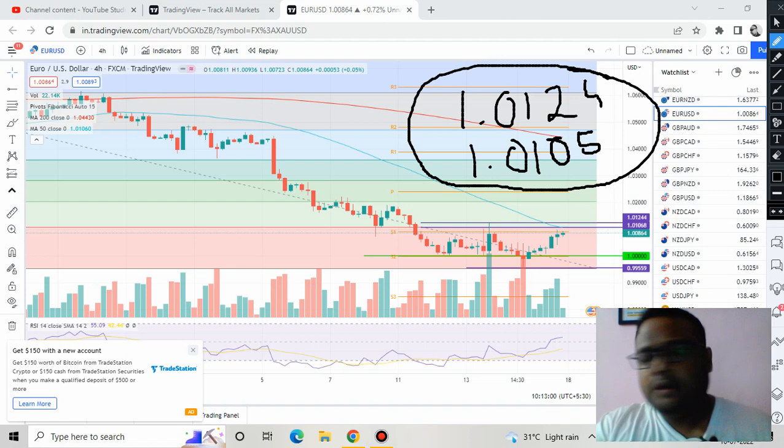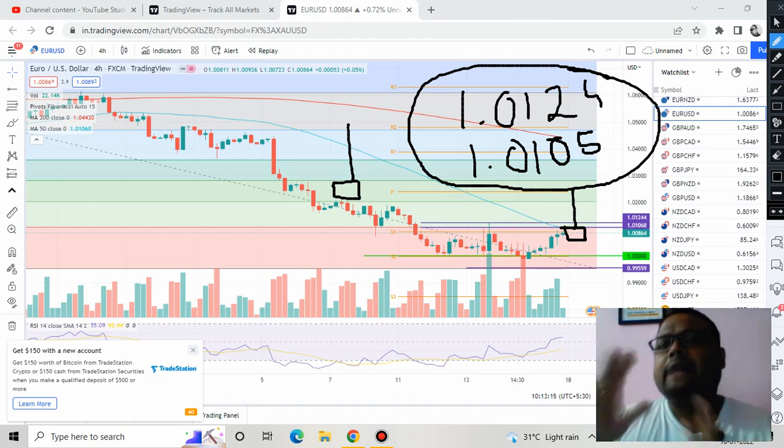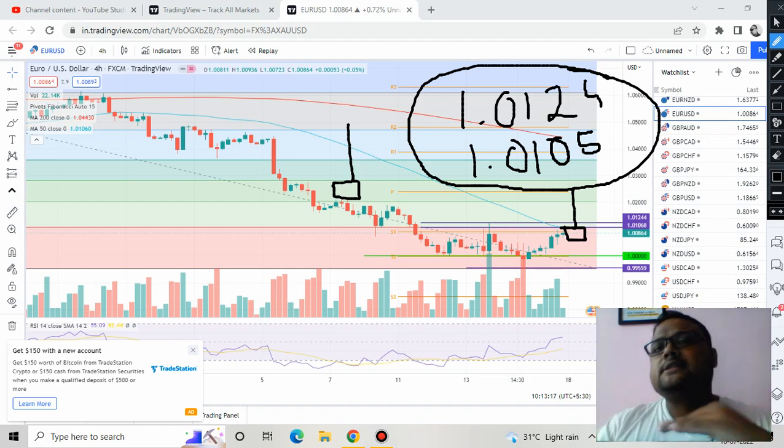You should have some selling opportunity around this level. If you find any price rejection from above like this, or if you see something like a bearish engulfing pattern, that will give you the confirmation that the resistance is still valid. You can take a sell position.